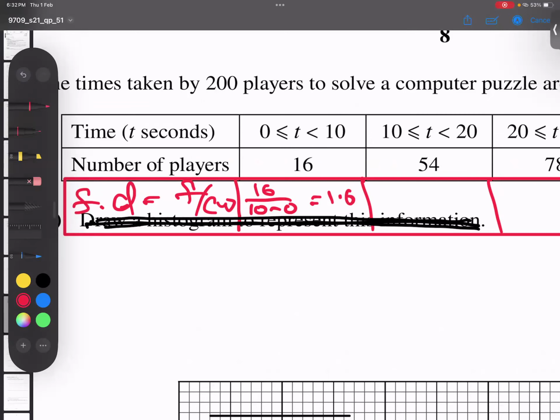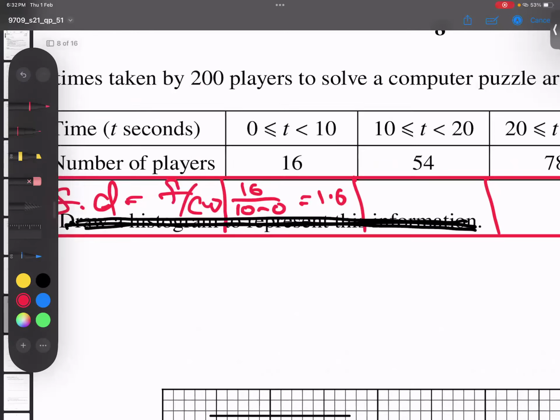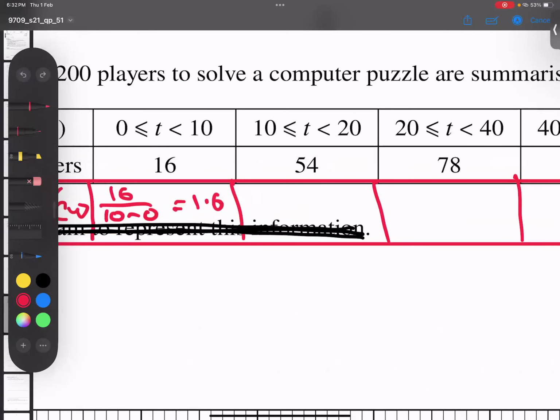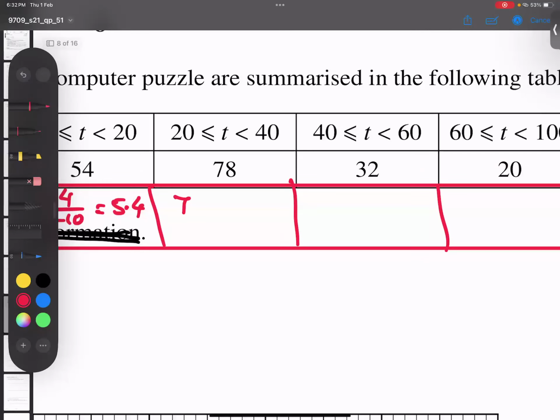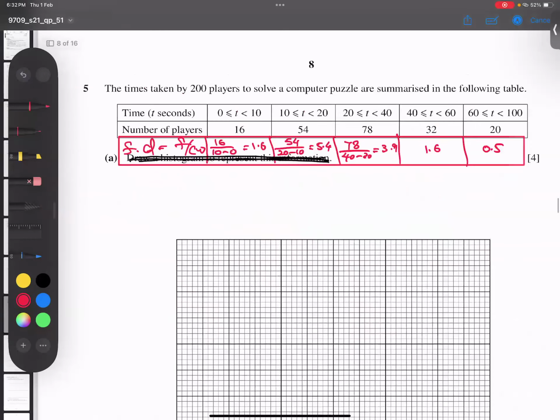Then I can find the others. For the next one, frequency over 20 minus 10, and I get 5.4. Then the next one, 78 divided by 40 minus 20, I get 3.9. The rest I'm writing directly without wasting time: 1.6 and 0.5. So I think it's clear. Let's start.